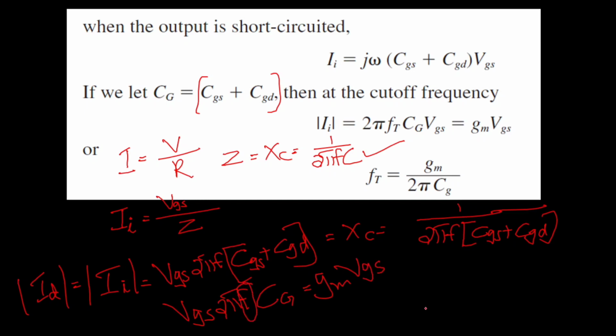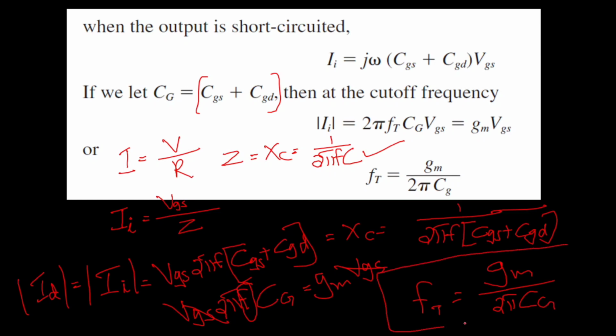What is the equation for f? Just do a mathematical arrangement and you will get it. This VGS and VGS will cancel each other, right. So GM by 2 pi CG. This is the equation for the cutoff frequency in a JFET.